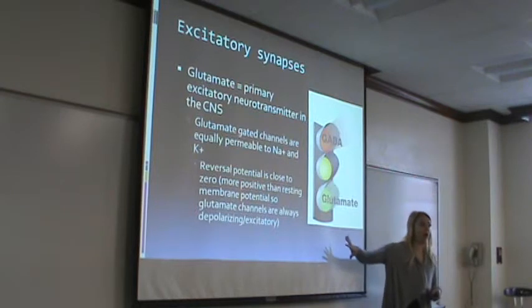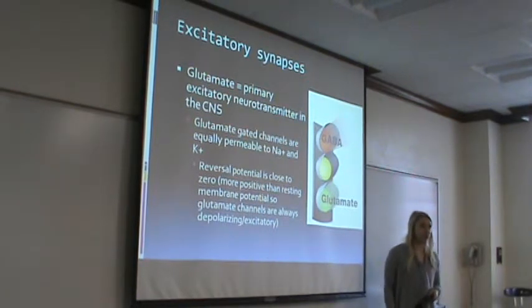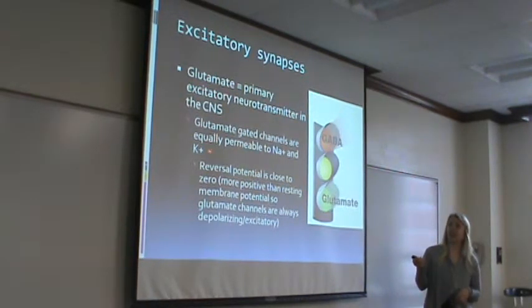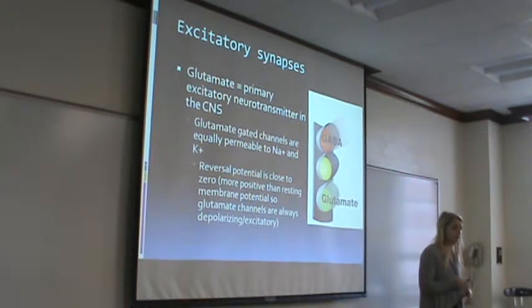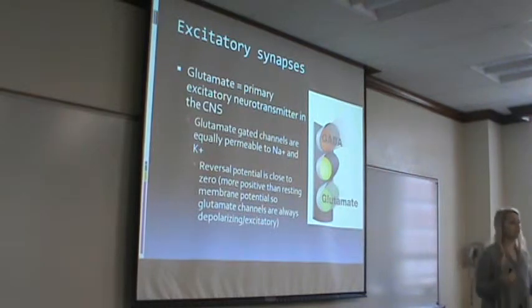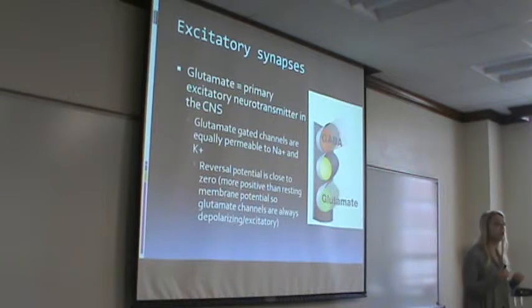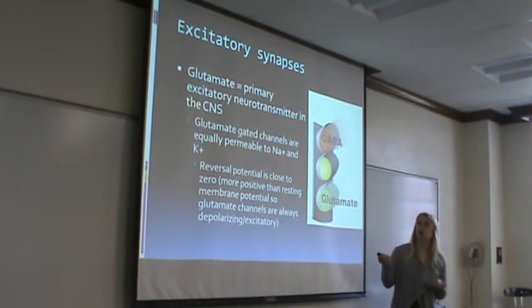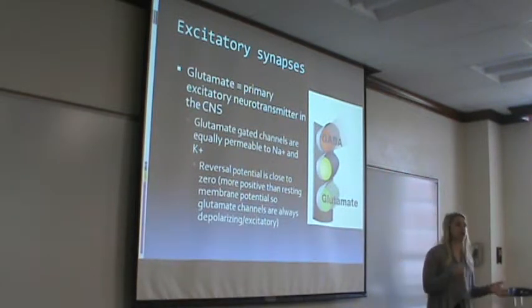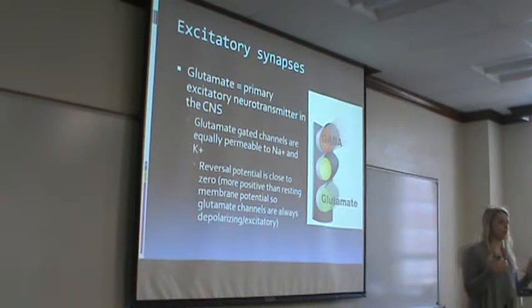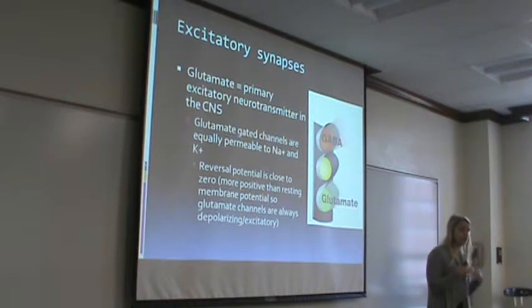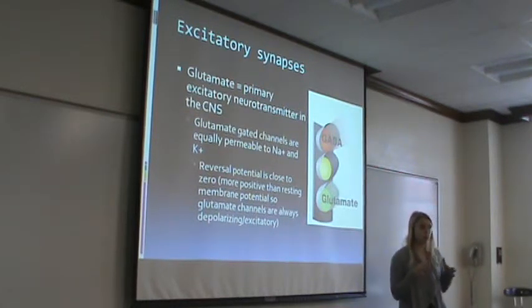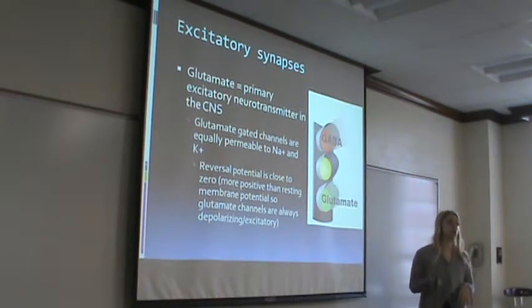It is important to know that for channels that are gated with glutamate, you need to know why these are excitatory. They are excitatory because they're equally permeable to both sodium and potassium. So essentially, those ions are going to flow equally well across the membrane, which is going to cause the reversal potential. Where you're getting equal amounts of sodium and potassium coming in, you're getting no net flow of ions, right? This is going to be your equilibrium. It's going to be close to zero, right?